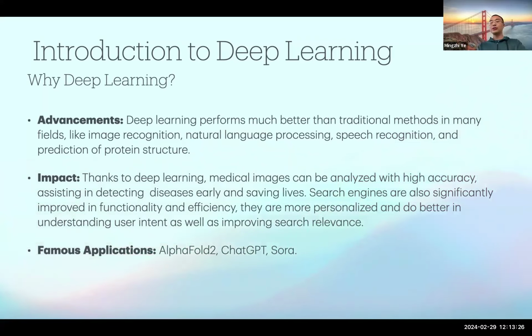And also search engines like Google or Bing have significantly improved in functionality and efficiency with the help of deep learning models. So these search engines can be more personalized for users, and they can do better in understanding user intent as well as improving search relevance.